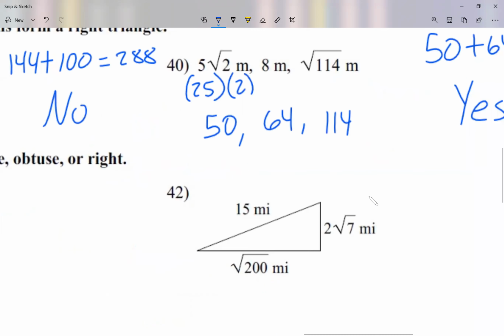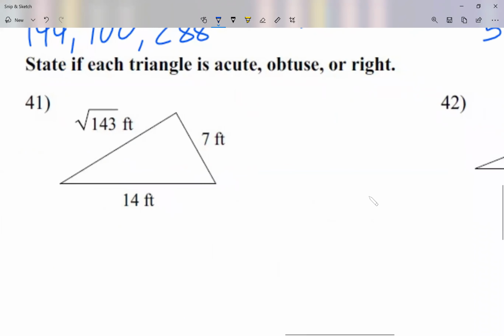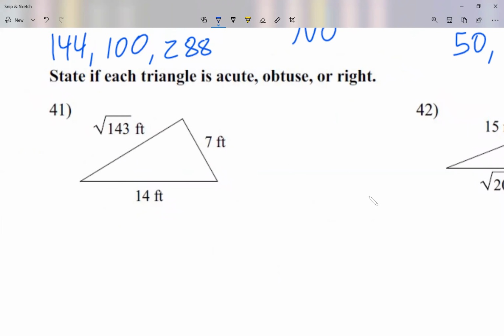All right, let's take a look at number 41. State if each triangle is acute, obtuse, or right. Now, yesterday we took notes. Yesterday I gave you formulas. So when I say according to a formula, right? Yesterday I gave you 3 formulas. So I'm just going to say according to a formula, and this is from your notes from yesterday. So let's take a look.